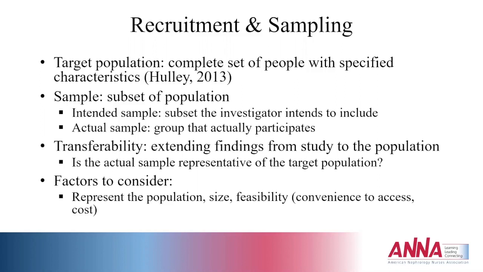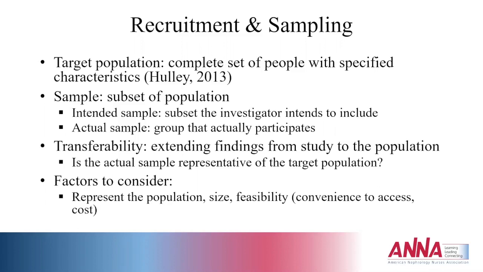And then this is further broken down into the intended sample and the actual sample. The intended sample is that subset the investigator intends to include. So continuing with our example, this may be all adolescents receiving peritoneal dialysis within a geographic region. And this would define the recruitment area, such as recruiting in the Pacific Northwestern region of the United States.